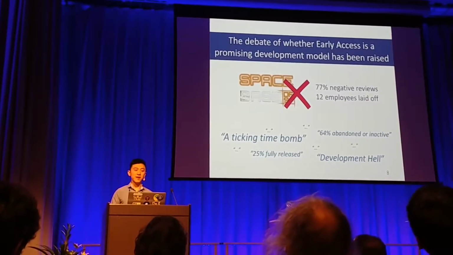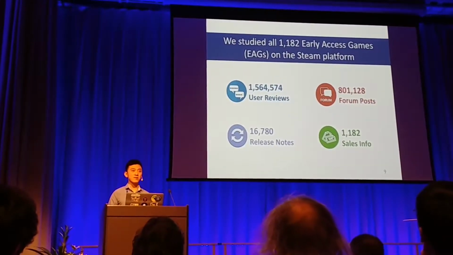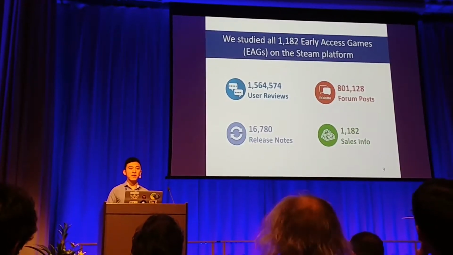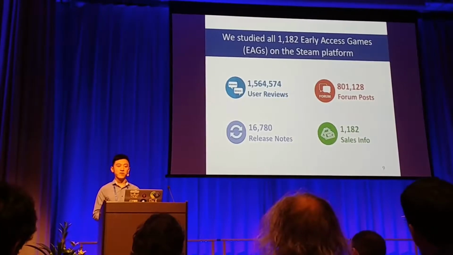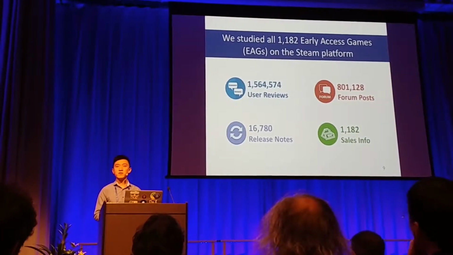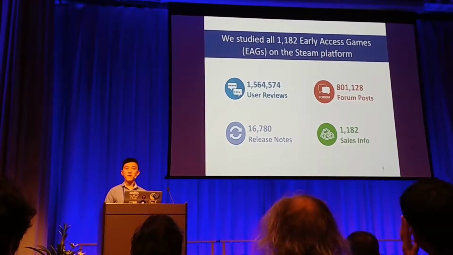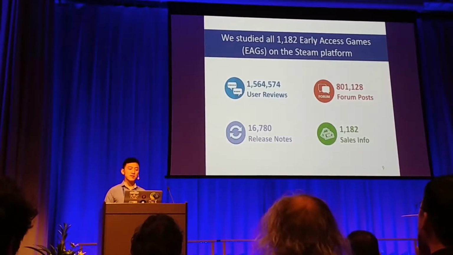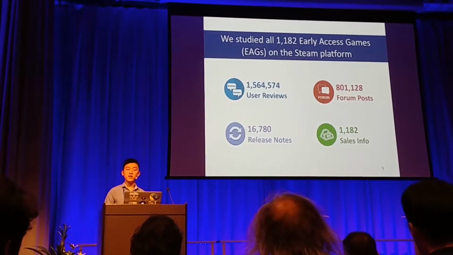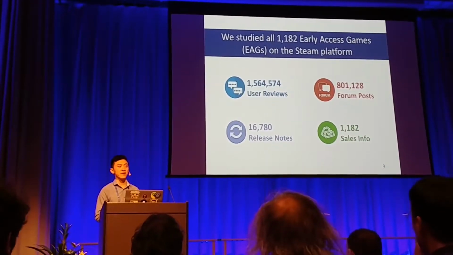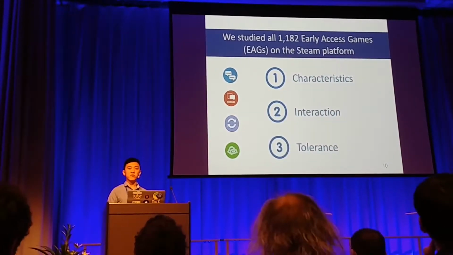So in order to understand how this model is actually performing and how developers can best utilize this model, we conducted an empirical study of all the 1,182 early access games available on the Steam platform. We collected more than 1.5 million user reviews, more than 16,000 release notes, more than 800,000 forum posts, and also the sales information for each of the studied games. And with this information, we conducted research about 3 questions.